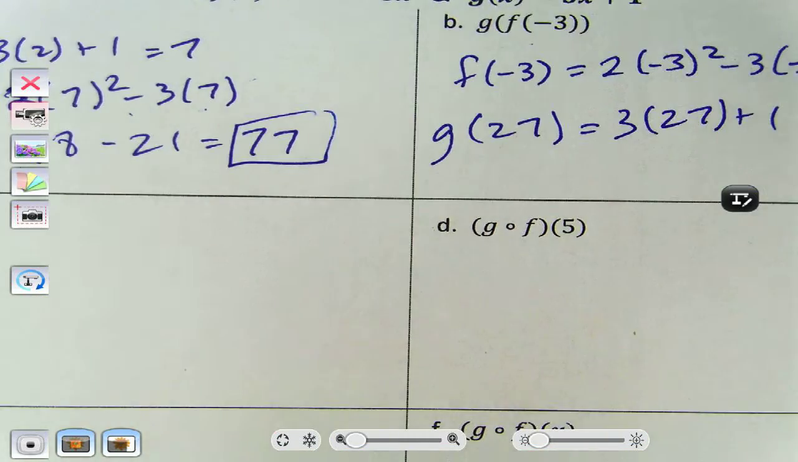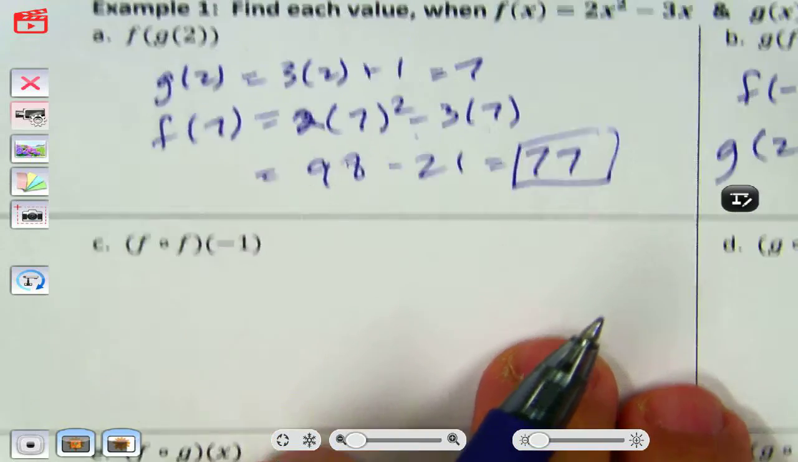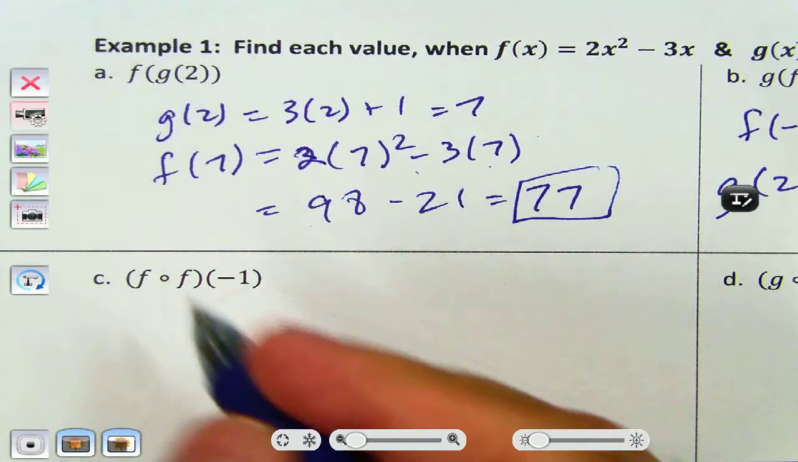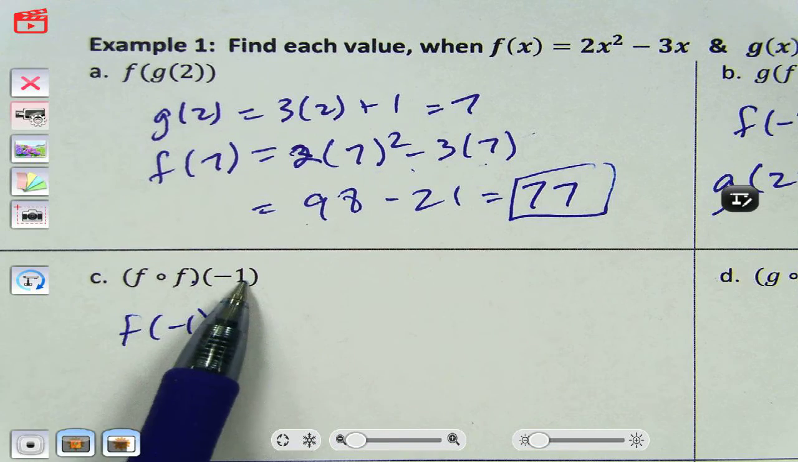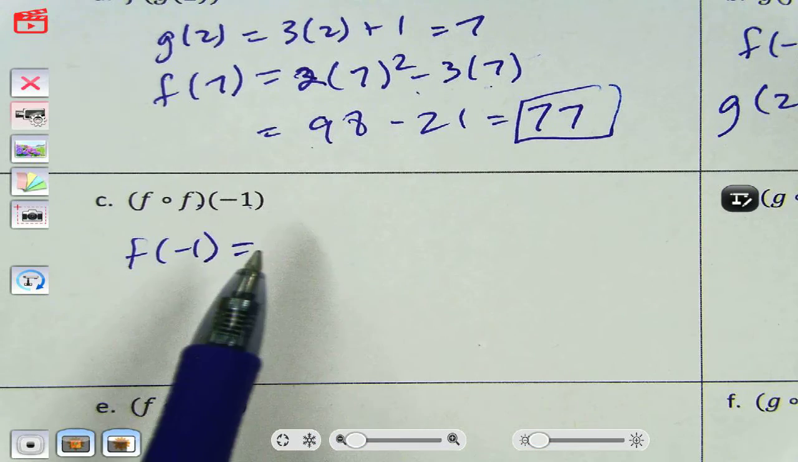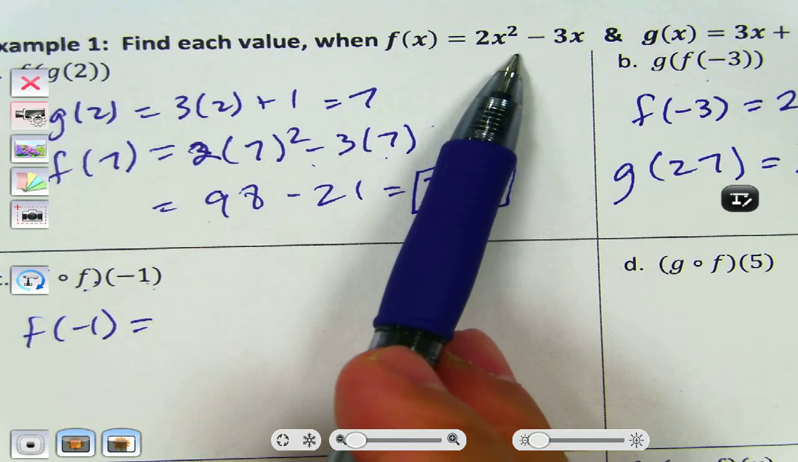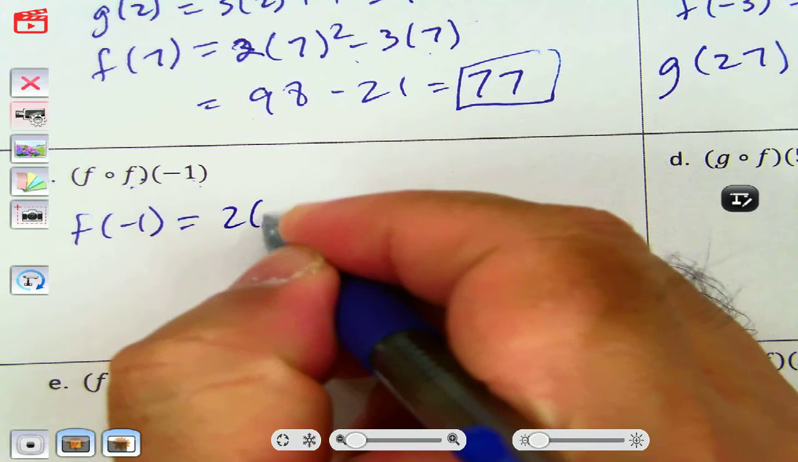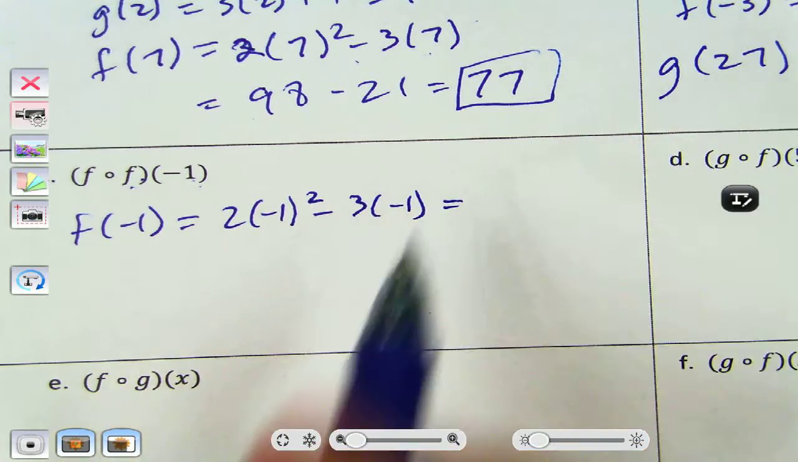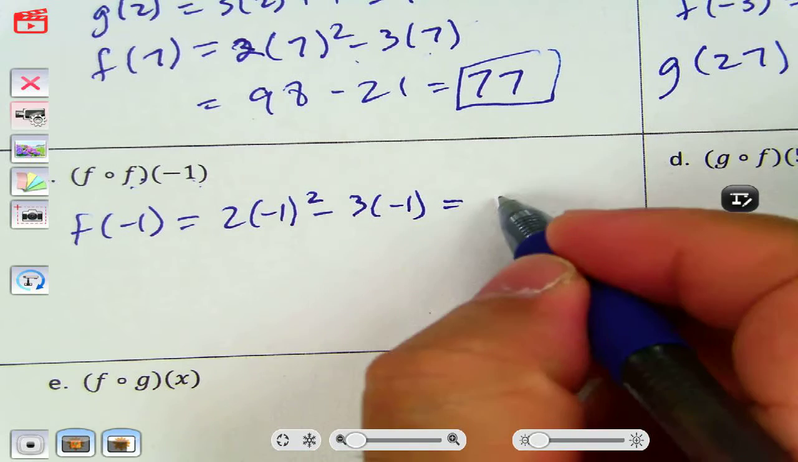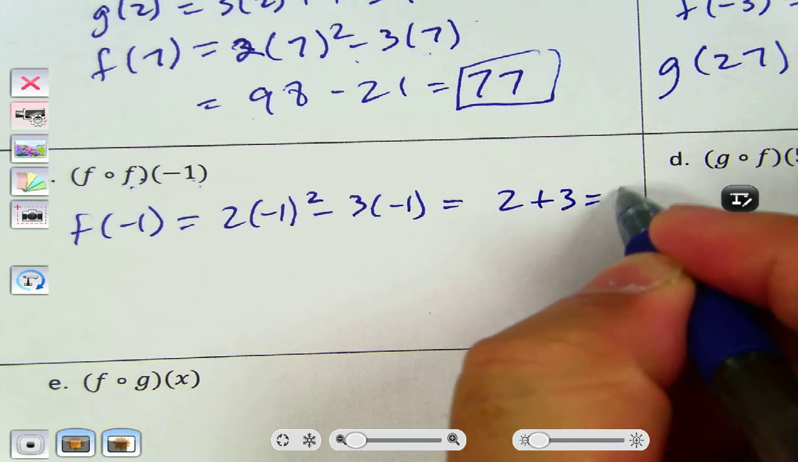Okay, so in this one, we have f of negative 1. So what we're going to do is take f of negative 1, and we'll always take the closest one to it. All right, so f of negative 1 is going to be this, 2 parentheses, negative 1 squared minus 3 times negative 1. So that's going to be 2 times 1, which is 2. Negative 3 times negative 1 is plus 3, making it 5.